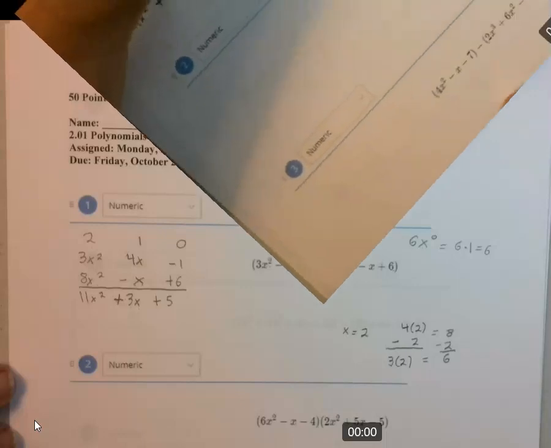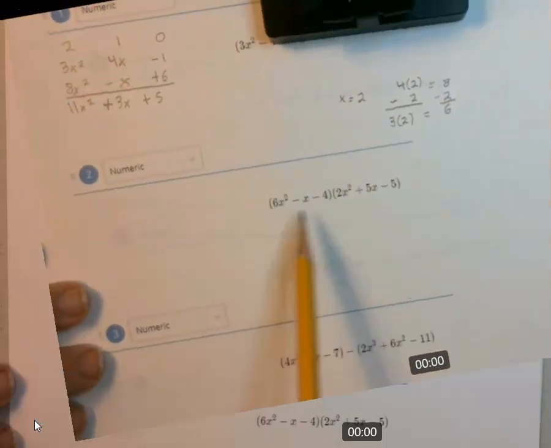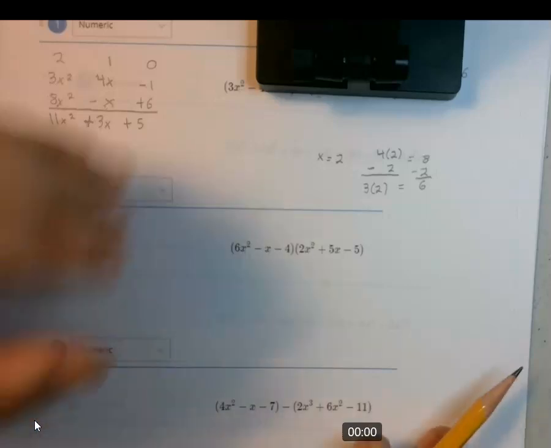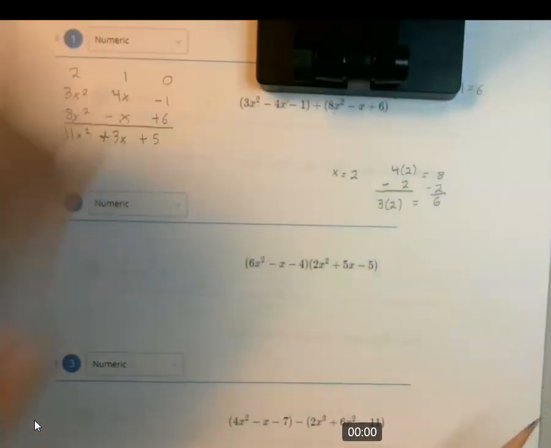All right, next one is a multiplication. You're multiplying every one of these terms. I'm going to show you 2 ways to do this. Some students learned a different way than I was taught, and I still teach the way that I was taught. I simply do this.